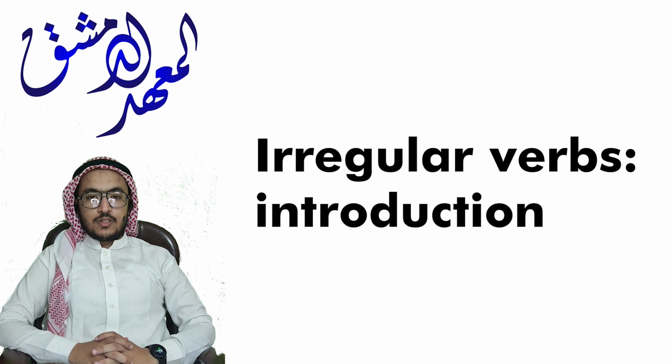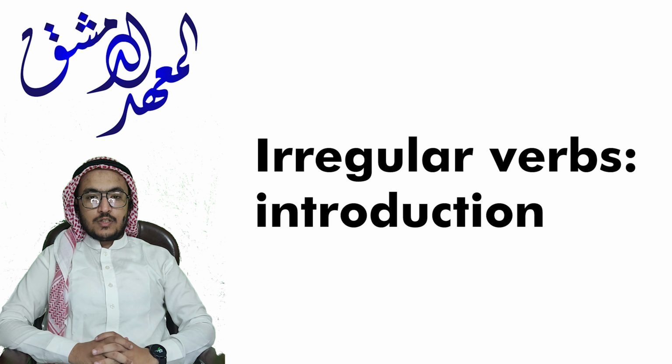In the present, the first root letter almost always drops out completely. For example, yasil, he arrives, from the root wasala, wasala yasilu. Or yajid, which comes from the verb wajada yajidu. Or tada, she puts, which comes from the root wada. So compare these irregular patterns with this one.